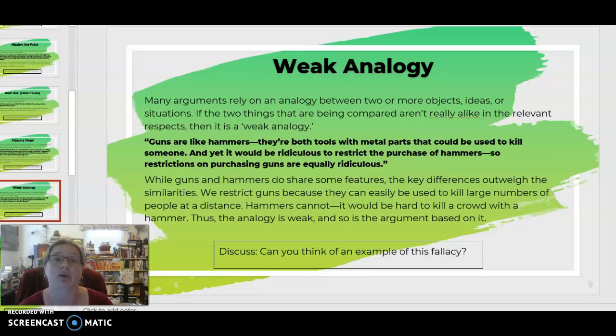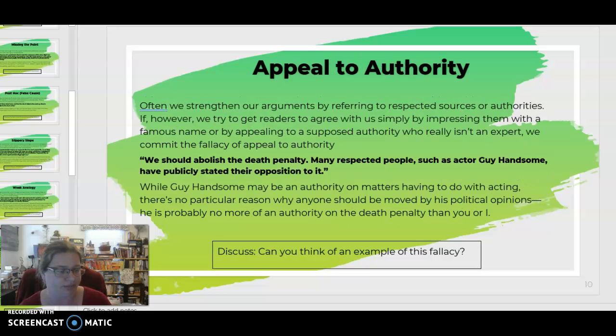You can't take a hammer into a crowded room and kill a lot of people very quickly with a hammer, like you could with a gun. So this is a weak analogy. This is not a strong comparison, and it doesn't necessarily support the argument that the author is making.